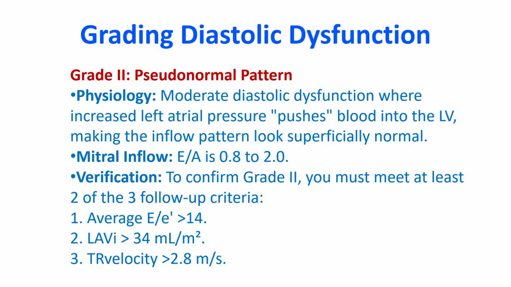To verify or confirm grade 2, you must meet at least 2 of the 3 follow-up criteria. 1. Average E by E prime more than 14. 2. Left atrial volume index more than 34 ml per meter squared. 3. TR velocity more than 2.8 meters per second.